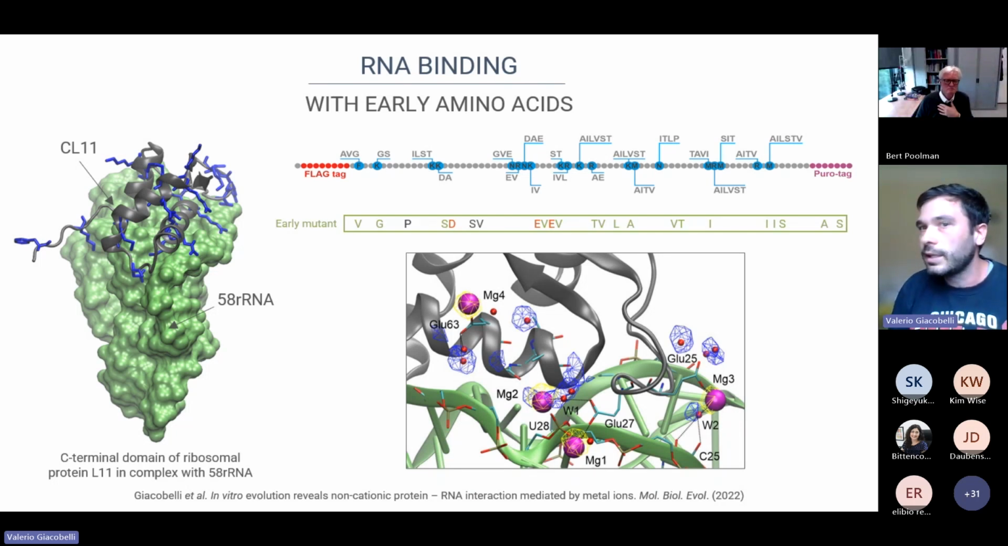What was really interesting is that these 10 early amino acids did not include positive ones, no arginine, no lysine. So it was interesting to find that the binding with RNA, which has a negative charge, was provided by magnesium. The magnesium, which was also prebiotically available, functioned as a bridge.